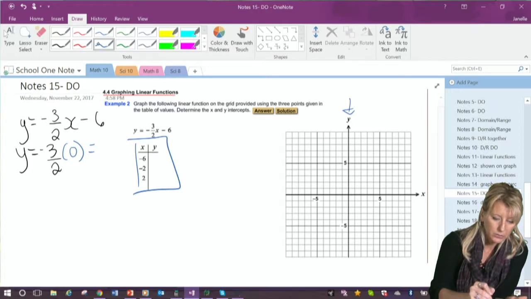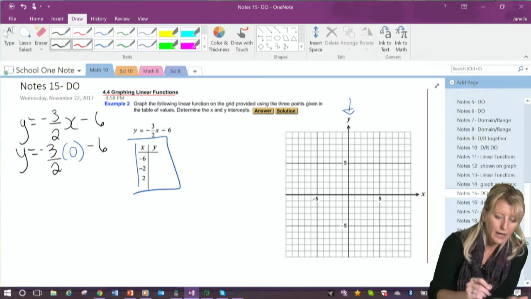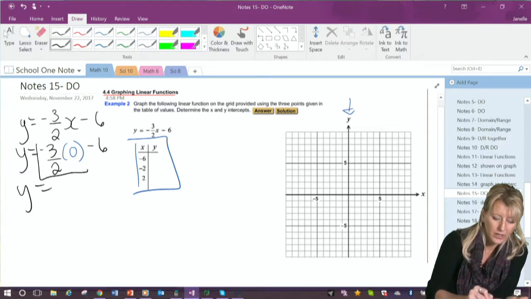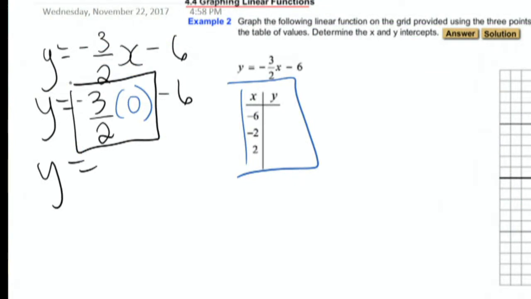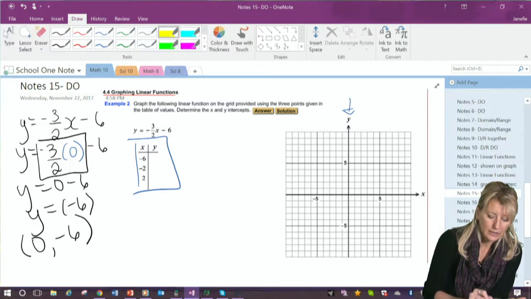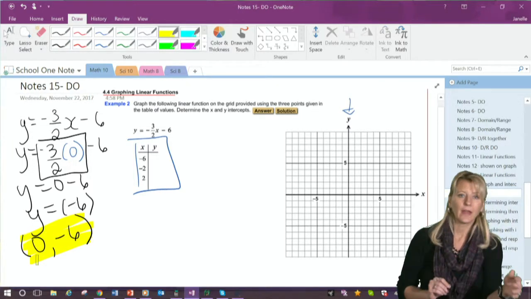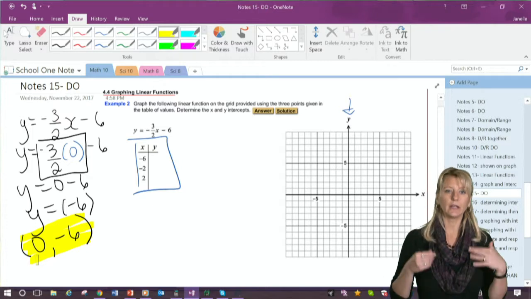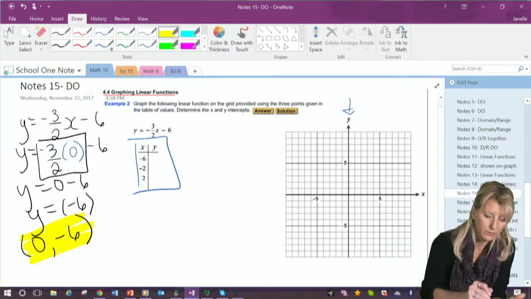So when I do this, I'm going to find that magical number. So y equals, what's nice about this, the answer is 0. We don't even have to worry about the fraction. So we get 0 minus 6, so y equals -6. So the coordinate for this is x is 0, y is -6. That's that magical coordinate where it is the y-intercept.